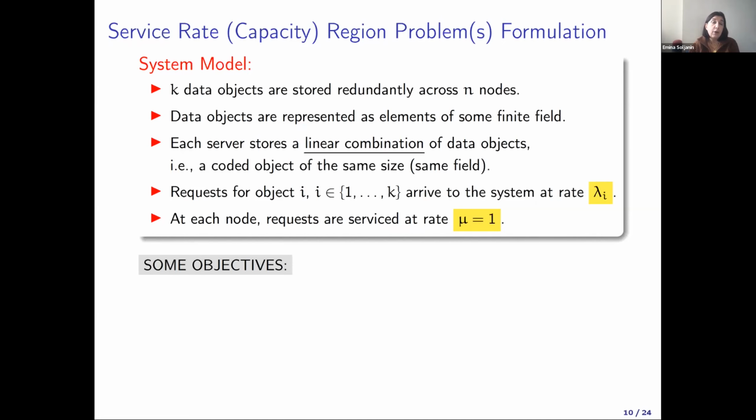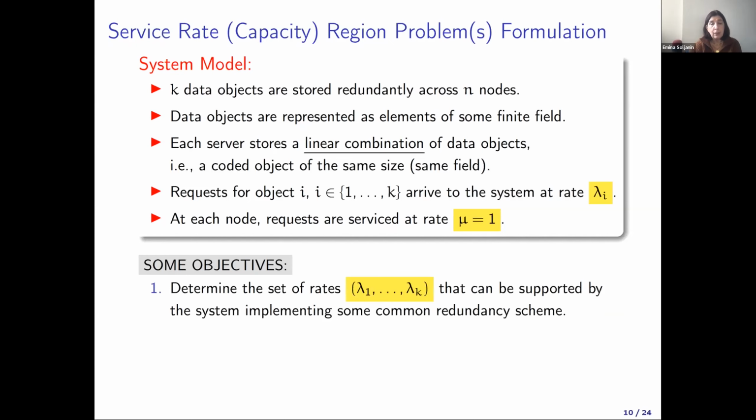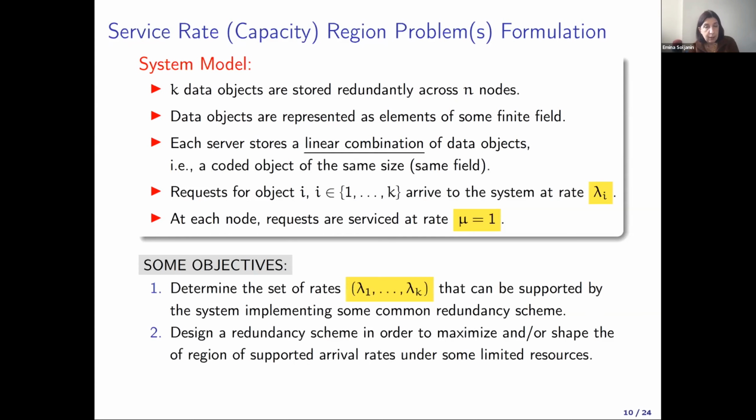and requests for object i arrive at rate lambda i, and each node's requests are serviced at some rate mu, that is 1. It's normalized. And here are some objectives, and today I'm going to talk about the first one, and that is to determine the set of rates lambda 1 to lambda k that can be supported by the system that is implementing some common redundancy schemes.